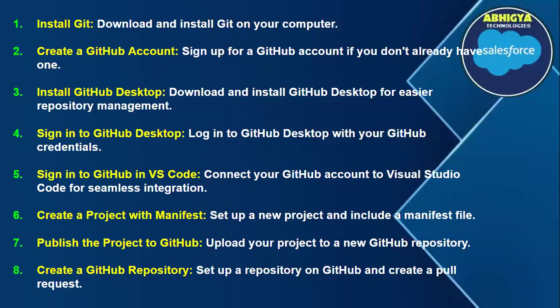So come to the steps here. The first step is we need to install Git on our local machine, so download and install Git. After that, if you already have a GitHub account, you can ignore the second step. Otherwise, you can create a new GitHub account. I will show you how to create the new GitHub account also.